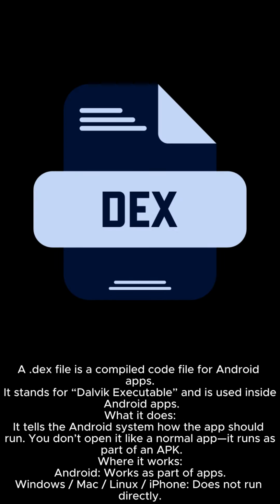A .dex file is a compiled code file for Android apps. It stands for Dalvik Executable and is used inside Android apps. What it does: it tells the Android system how the app should run. You don't open it like a normal app, it runs as part of an APK. Where it works: Android, works as part of apps. Windows, Mac, Linux, iPhone, does not run directly.